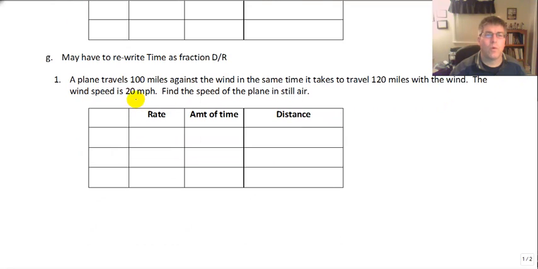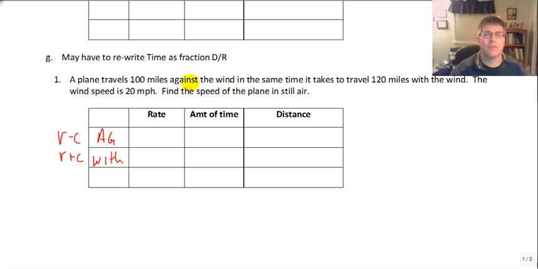A plane travels 100 miles against the wind. Okay? So we've got against the wind, and we're going to have with the wind. Okay? And we know when we're going against the wind, that's going to slow us down. That's going to be R minus C. And of course, with the wind will be R plus C. That'll make up our overall rate. So I'll just make a note of that on the side.